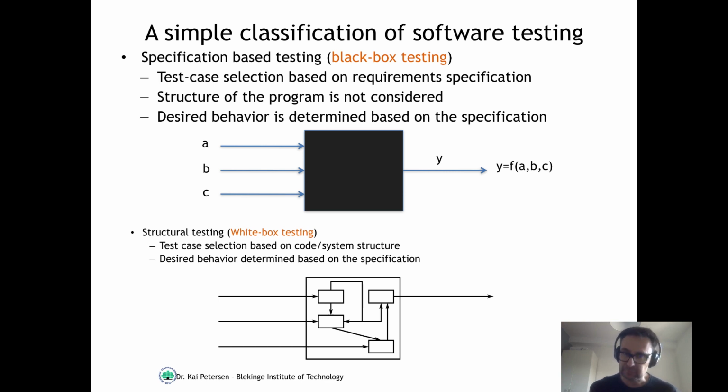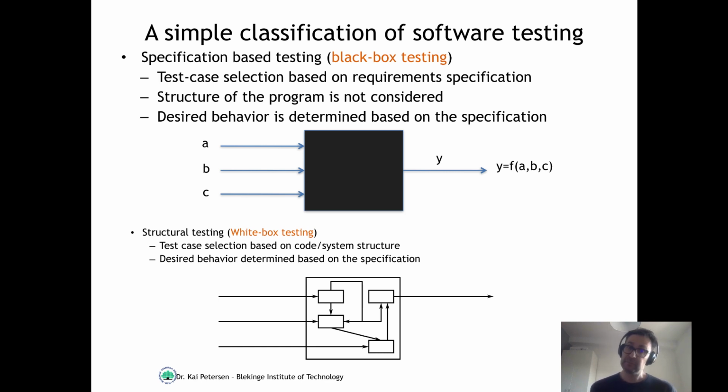It can be explicit, so the specification could be written down in detail. What should happen when we do this? What should happen when we do this? Or it can be modeled, so there's some kind of function that says what should happen if we give this input and so on.